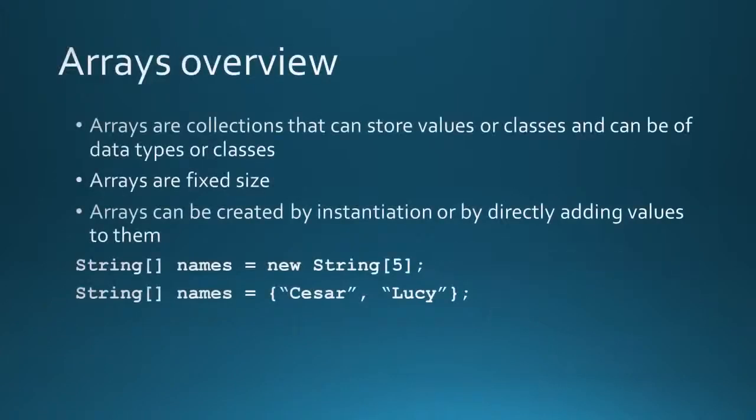So remember that an array is a collection that can store values or classes, and can be of primitive data types or of classes. Arrays are a fixed size and they can be created by instantiation or by directly adding values to them. Take the two examples below. String names gets the value of new String of 5, meaning that the array names is going to be of size 5, or String names gets the value of Caesar and then Lucy. That will make the array of size 2.